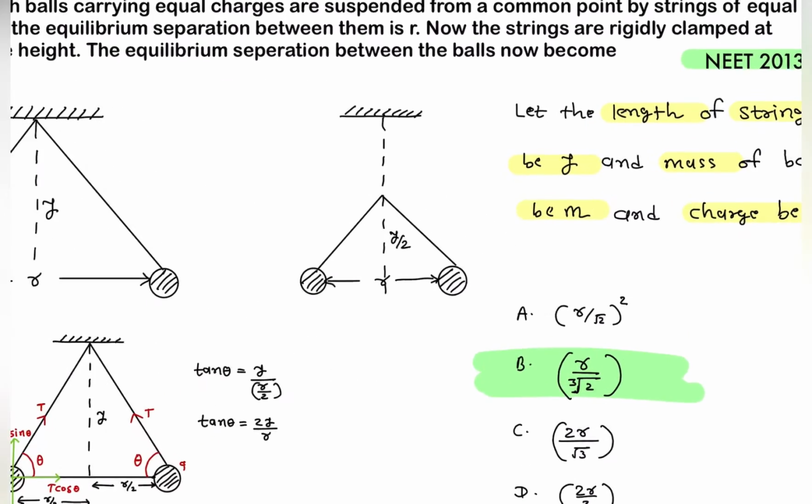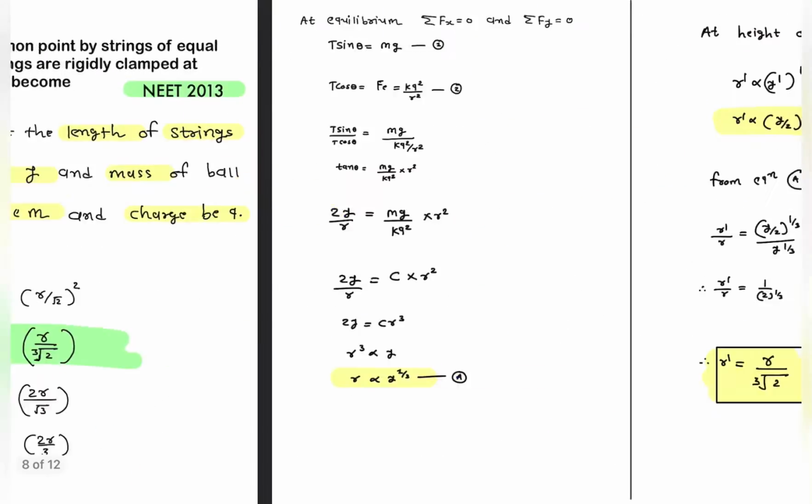The separation between the pith balls now becomes y equal to r divided by 2 has power 1/3, or in place of 2 has power 1/3 we put the cube root of 2.